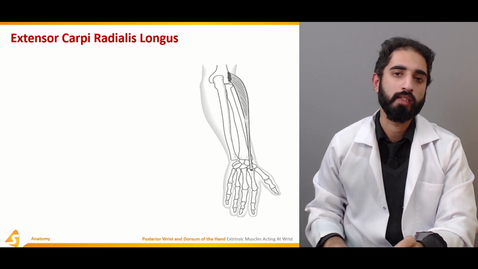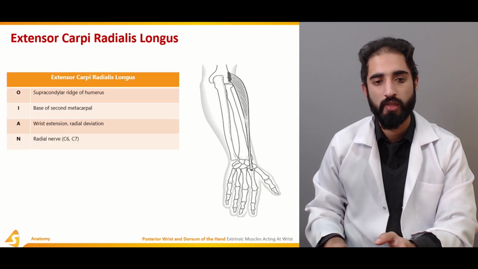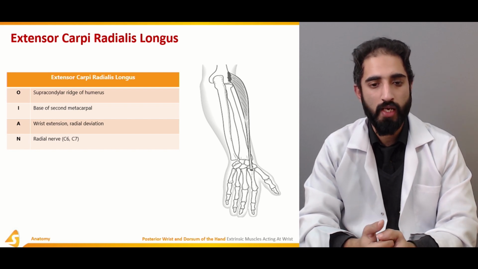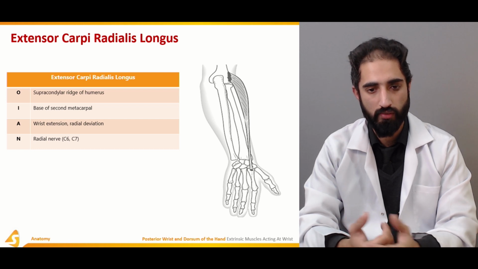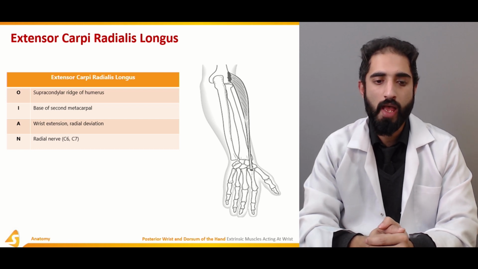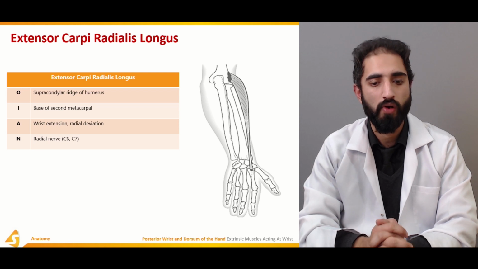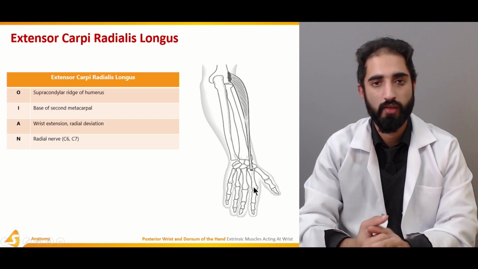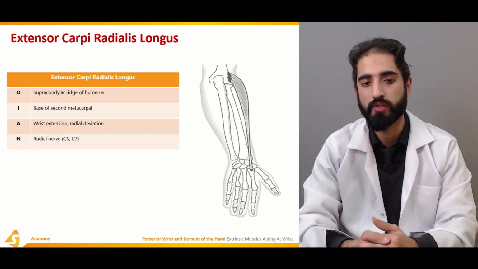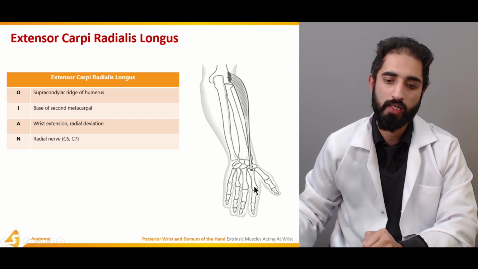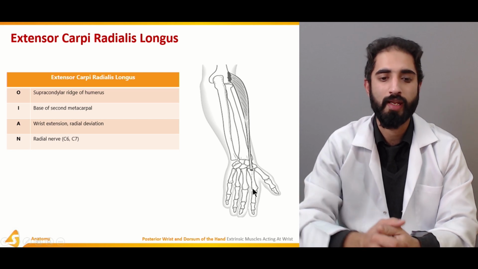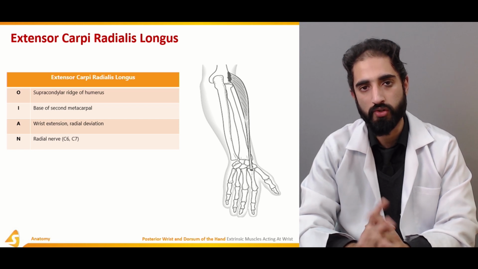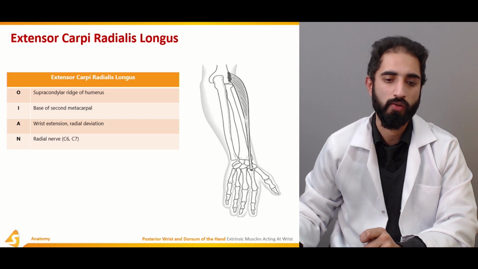Now, starting off with the extensor carpi radialis longus muscle. The origin is from the supracondylar ridge of the humerus, so it is slightly above the extensor carpi radialis brevis muscle, and the insertion is at the level of the base of the second metacarpal, or you can say the base of the first finger's metacarpal. So this is actually the second digit or the index finger, and at its metacarpal base, there is the insertion site for the extensor carpi radialis longus.